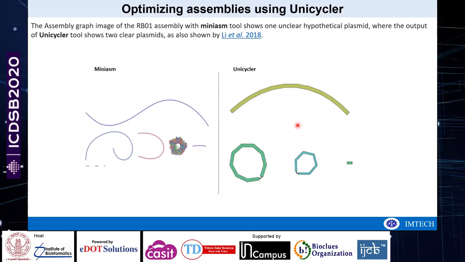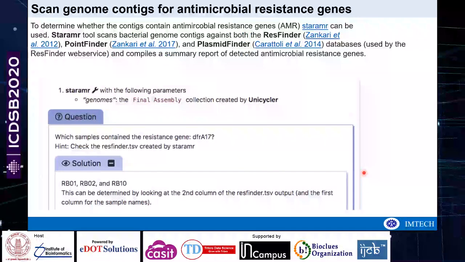Here is the comparison of the assembly graph image for RB01 assembled with the miniasm tool. Miniasm shows one unclear hypothetical plasmid, whereas the output of the Unicycler tool shows at least two clear plasmids. And this has already been mentioned in the paper that I have referred to. So now we have assembled the complete genome sequence and plasmid sequence from the raw nanopore sequence.